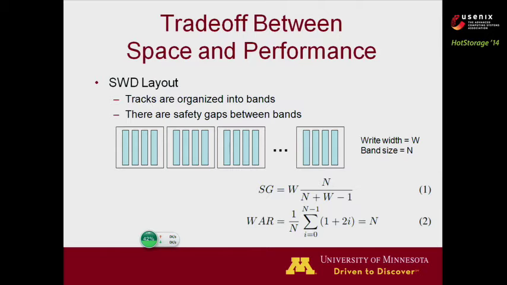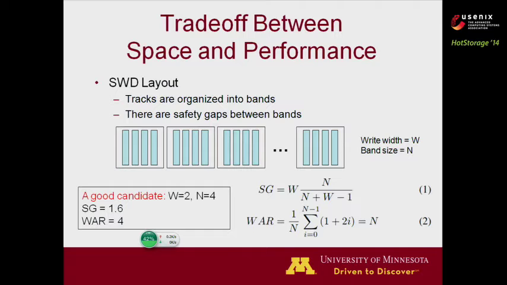SG means the space gain, and WAR is the write amplification ratio. It says that if you have a band and make an update to one chunk, what is the average write amplification ratio, which means how many extra reads and writes are incurred here. A good candidate is a write head width of 2 chunks and a band size of 4 chunks, which means you only need one extra band in between the neighboring bands. You can try other options, but this is one of the best candidates available right now.